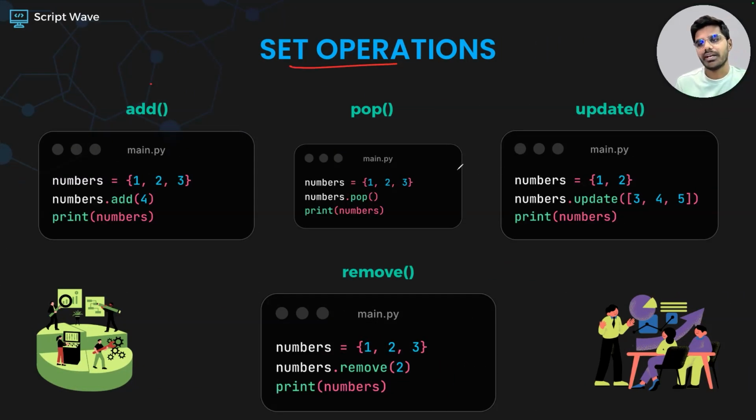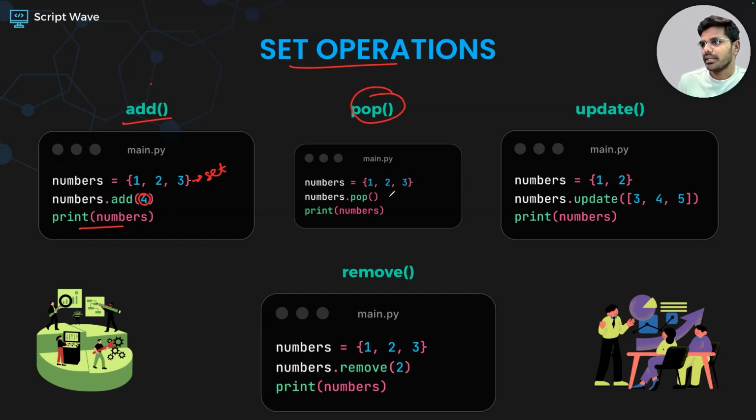Let's move forward. Set operations. We have operations for the sets. First is add. Here we don't have append because we are just adding the elements and we are not appending, whereas appending is adding at the last. Here there is no last, there is no first. So we're just adding 4 here using numbers.add, whereas numbers is a set. We are printing the numbers.